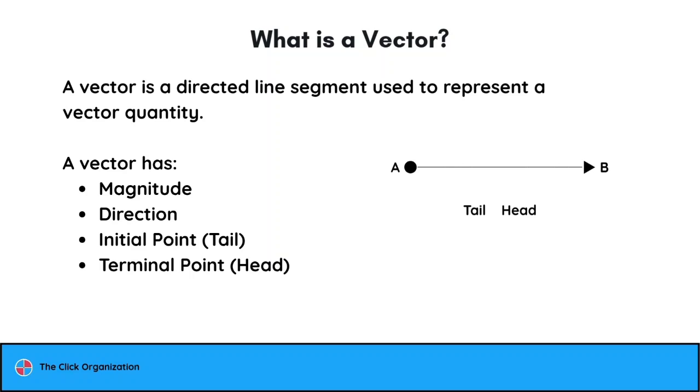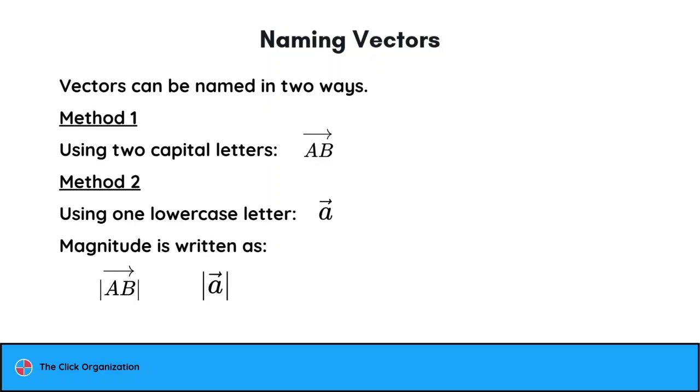Okay, so, naming the vectors. Vectors can be named in 2 common ways. The first method is using 2 capital letters, one at the starting point and one at the ending point. For example, the vector from point A to point B is written as vector AB. And the second method is using a single lowercase letter, such as vector a.